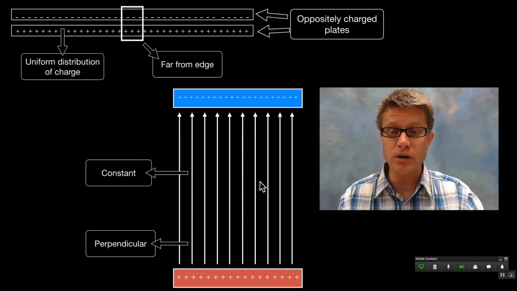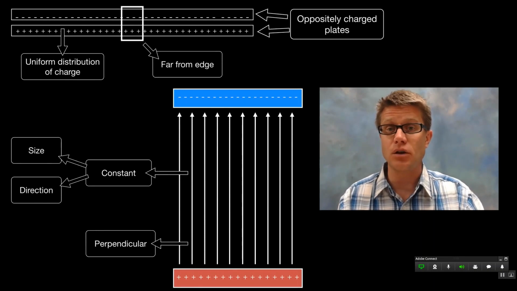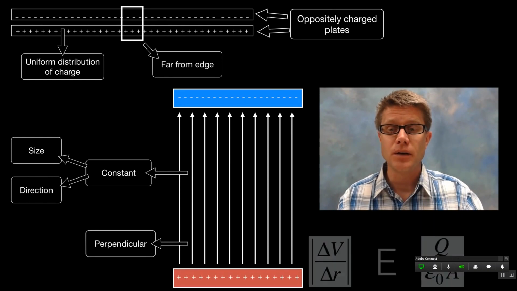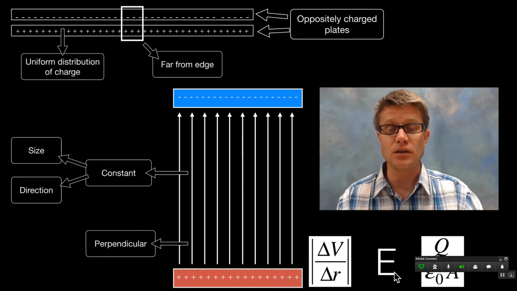In other words, no matter where you test the electric field inside here, it's going to give you the same value. It's going to be the same direction, and it's always going to be the same size. Now, how do you figure out the electric field strength here? There's a couple of ways we could do it. We could look at the voltage across that gap, and then the displacement, or r, across the gap, and that would tell us the electric field strength. Or we could just use the charge of the plates and the area of those individual plates, and that's going to give us the electric field strength as well.